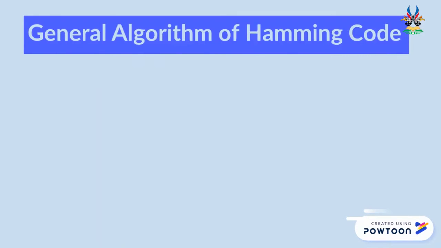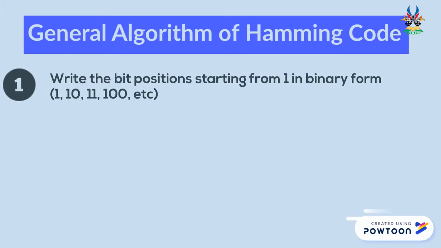General algorithm of Hamming code. The Hamming code is simply the use of extra parity bits to allow the identification of an error. Step 1: write the bit positions starting from 1 in binary form, like 1, 10, 11, and 100.